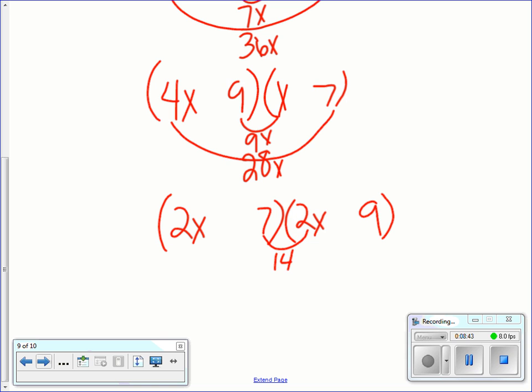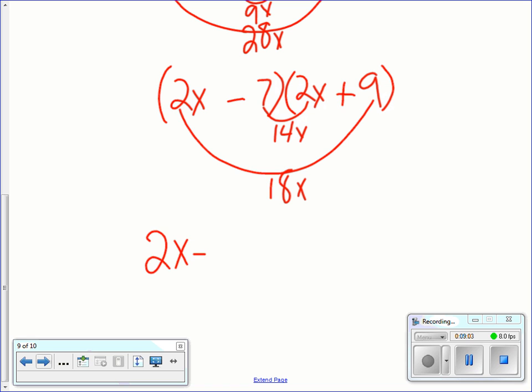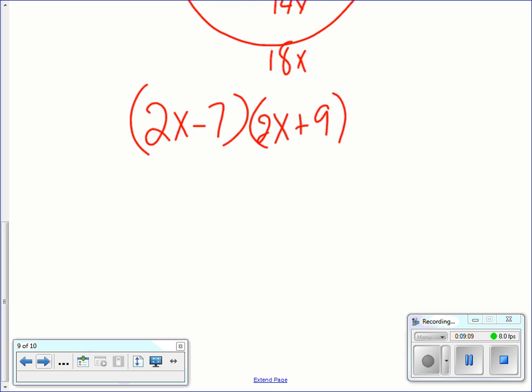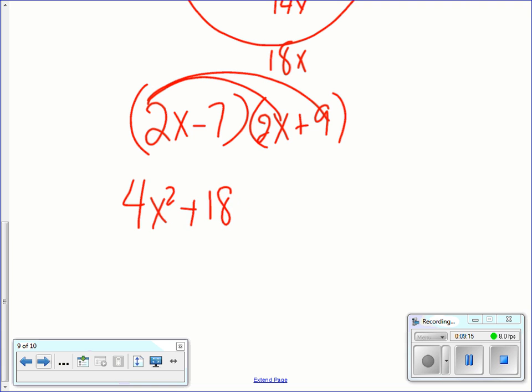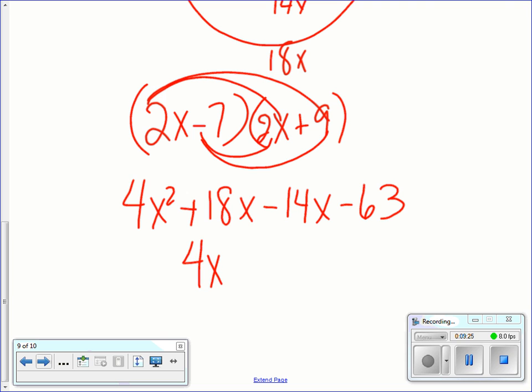So this is 14x, and this is 18x, and it has to be a subtraction, because remember our original question was negative 63, but a positive 4 in the middle, which means this has to be plus, and this has to be minus. So let's FOIL to check. 2x minus 7 times 2x plus 9. 2x times 2x is 4x squared. 2x times 9 is plus 18x. Negative 7 times 2x is minus 14x. And negative 7 times 9 is negative 63. So yes, 4x squared plus 4x minus 63.